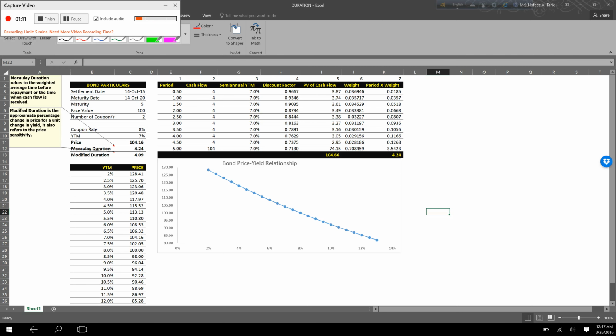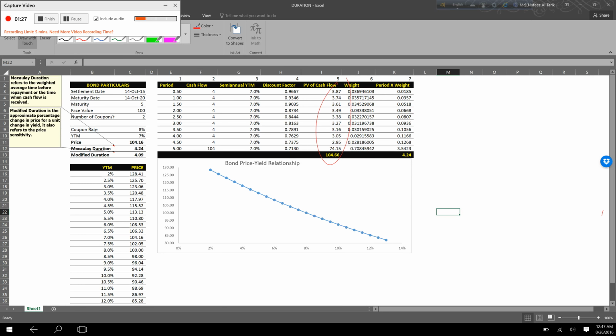So you can create Macaulay duration using Microsoft Excel. If you look at this Excel version, you will see here in column 5 the present value of the cash flow. In column 6, the present value of the cash flow is divided by the total cash flow. The total, 104.6, is the price of the bond. So if you multiply column 5 and column 6, then you will get column 7, and if you sum up the whole column, you will see 4.24 is the Macaulay duration.